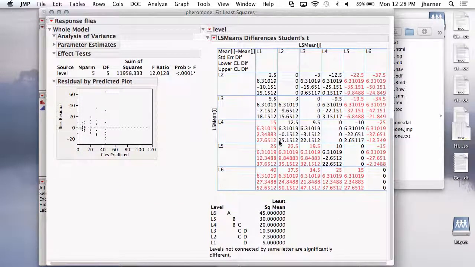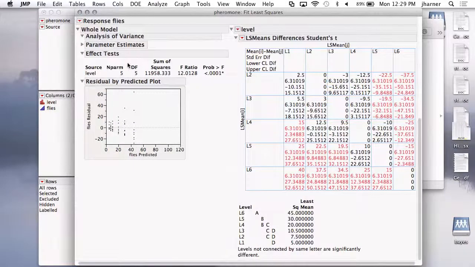Actually, I think the red is significant, which means there is a lot of significance here. Well, we can look at it down here. Levels not connected by a common letter are significantly different. So A is distinct from everything else. And you can see there's some overlap. So this is a straightforward thing.